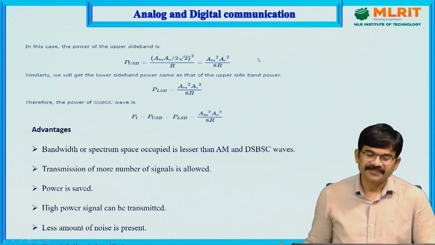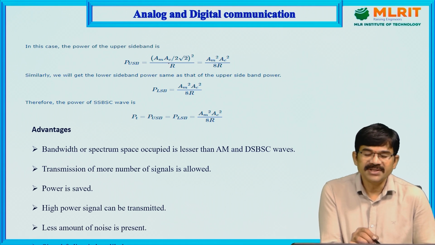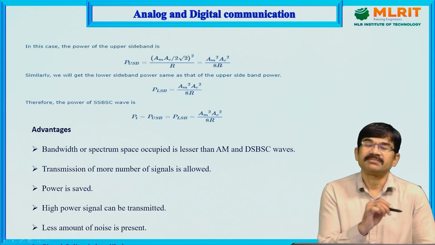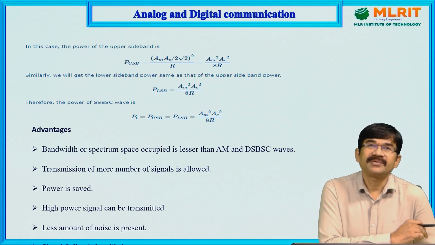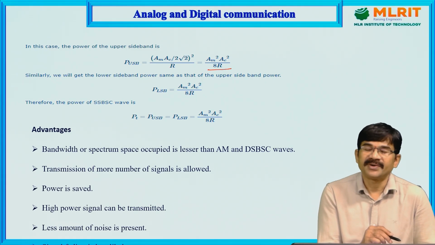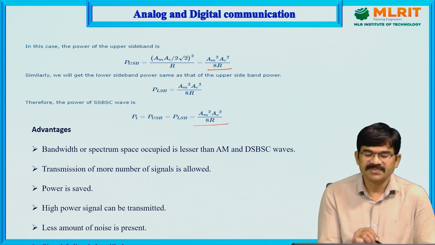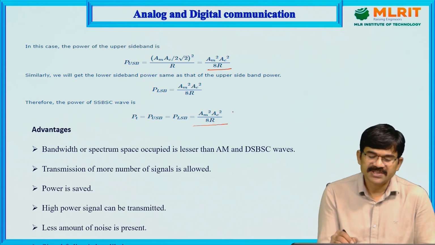What is the Vm? Here Vm is Ac Am by 2, and root 2 whole square. So what value do we get here? Am square Ac square by 8R. This is the power. So PLSB is Am square Ac square by 8R, and PUSB is also Am square Ac square by 8R. So the power expression for the SSBSC is Am square Ac square by 8R.